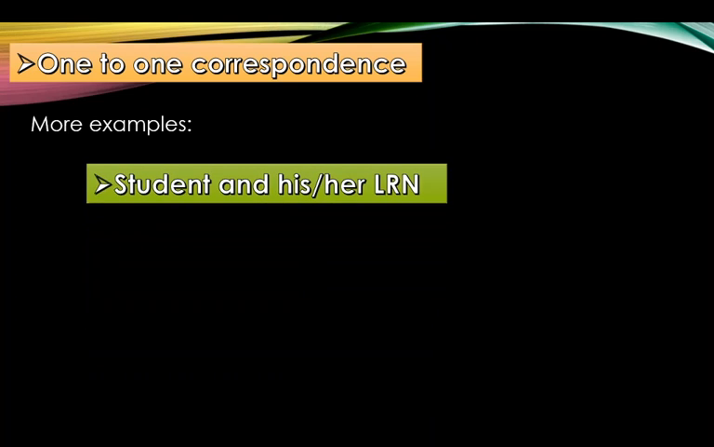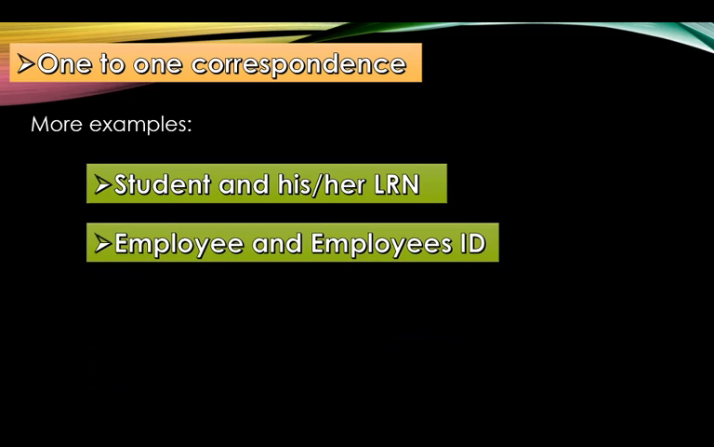Now in real life, what are the examples of one-to-one correspondence? Okay, student and his or her LRN, 'di ba? Ang isang estudyante ay nagko-corresponds lamang sa isang LRN. No, kanya na 'yon. Hindi pwedeng madoble, hindi pwedeng dalawang estudyante, isa lang ang LRN. Hindi pwede 'yon. Sa bawat isang estudyante, meron lang isang LRN. Employee and employee's ID, 'di ba? Katulad namin mga teacher, meron lang kaming ID number, employee number. No, sa amin lang 'yon. Hindi pwedeng may madobleng employee number sa mga employees. That is a one-to-one correspondence.